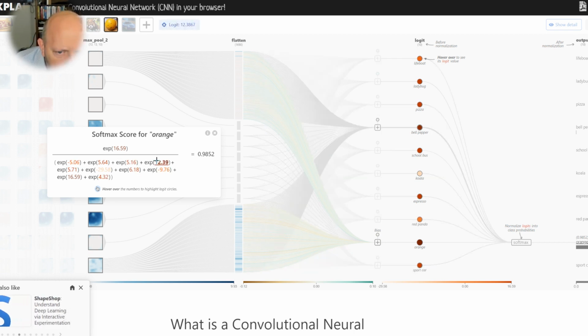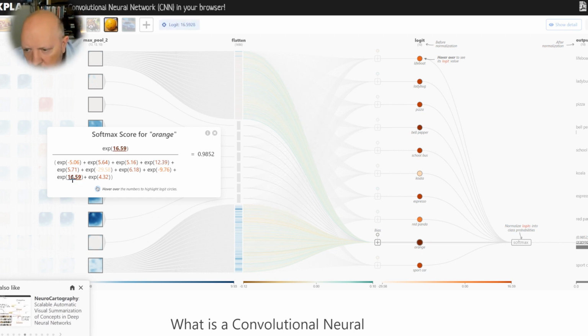So let's see, what do we have here? Oh, 12. 12 looks like the highest. 16 right there, 16. So let's see what 16 is. 16 says orange, right? Am I on that? Yep, see how it moves over there?